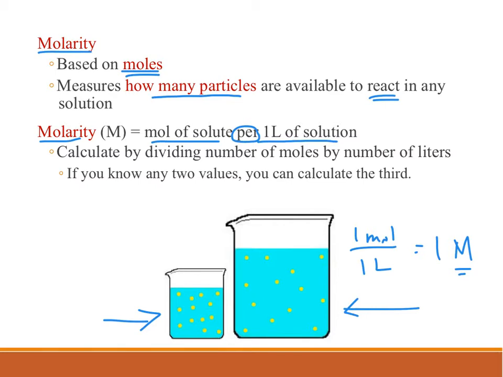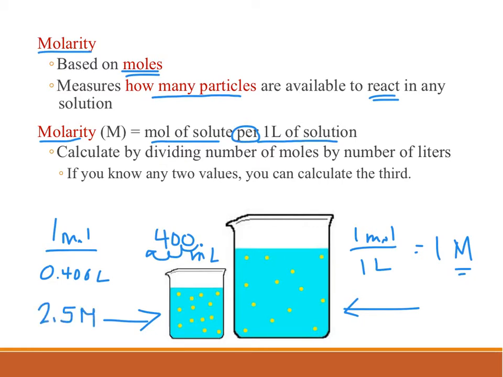Our smaller beaker only contains 400 milliliters, so it is not a full liter. And in order to use the molarity formula, you do have to convert. And if you remember that there are 1,000 milliliters in 1 liter, so if we just take our decimal point from the far right here and move it 3 spaces to the left, you convert your milliliters into liters. So here we'll have our 1 mole over our 0.400 liters, having converted those milliliters to liters. And that, if we do the math on that, is going to equal 2.5 molar. So same amount of moles in much less volume gives you a higher molarity.